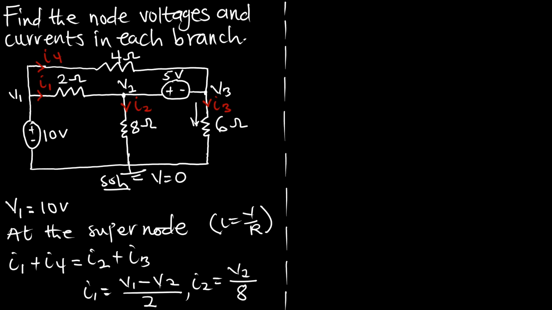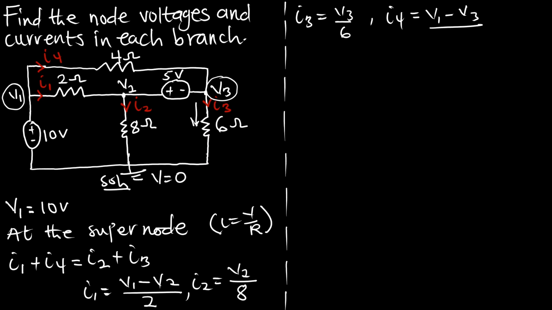So now we can also talk about I3. Looking at I3, it is moving from V3. So that will be V3 minus the reference, which is 0, over 6. And I4 is moving from V1 all the way to V3. So that will be V1 minus V3, all over the resistor, which is 4. So that's simple enough. And we can now bring them back into the equation.